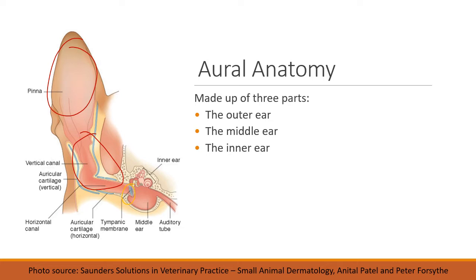The inner ear includes the cochlea and the vestibular system. The cochlea is the organ that transforms vibrations into a neural signal. The vestibular system is responsible for balance, spatial orientation, and head position.